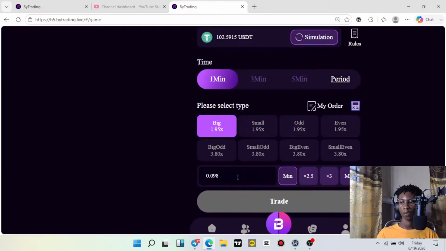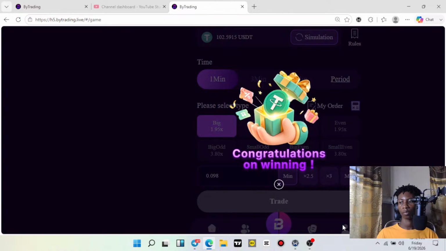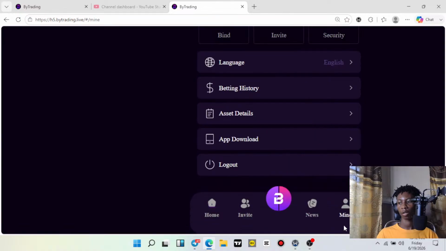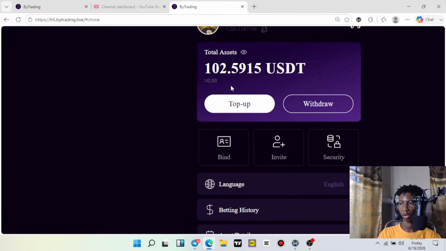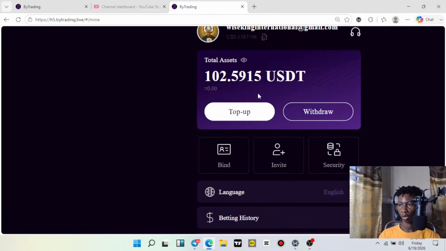So let's wait for the outcome and let's see how it plays out. In about, let's just say, 15 minutes more, we should be done with this trading. Let's just wait.